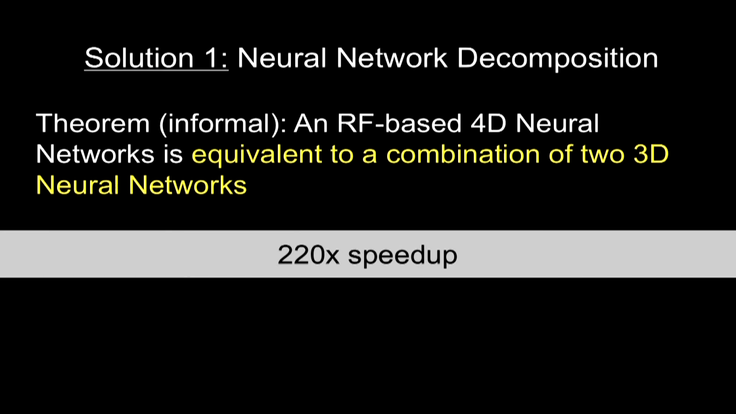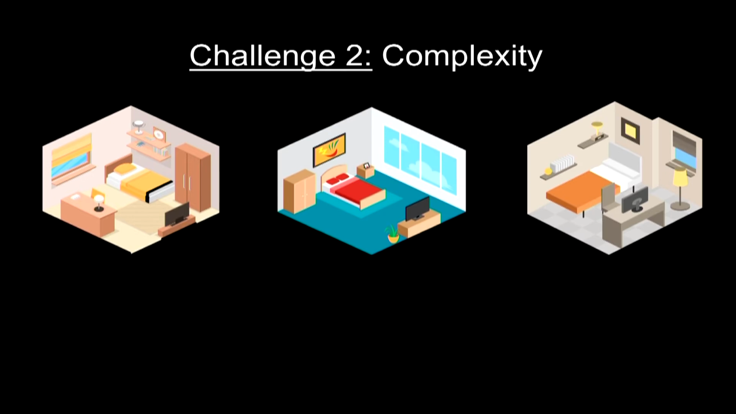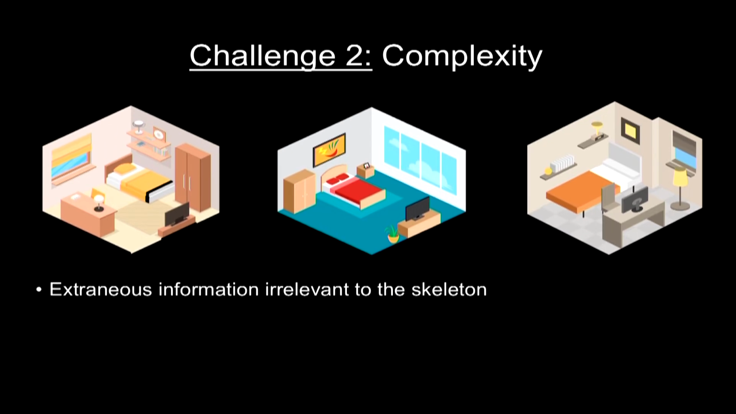But for the model to work well, we have to solve the second challenge, which is complexity. Let me explain what I mean by complexity. We've talked about RF signals being reflected from the human body, and that's what we're using to estimate the human skeleton. However, RF signals not only reflect from the human body, they also reflect off everything in the environment: the walls, the tables, the chairs, everything. Those reflections will also be different from one environment to another. But notice that all those reflections from objects in the environment are irrelevant to the problem of interest, which is to discover the human skeleton. So you want to remove that extraneous information.